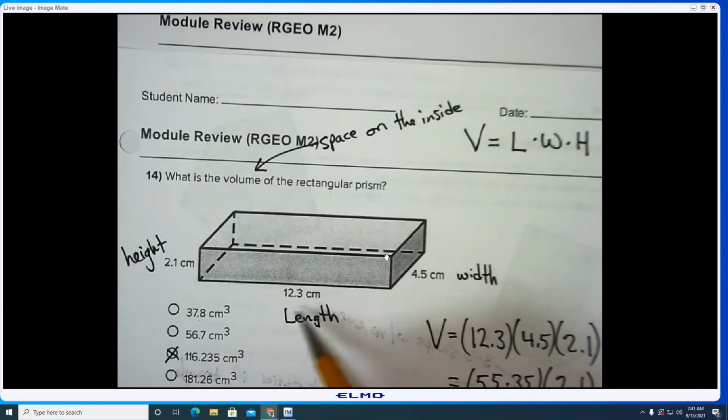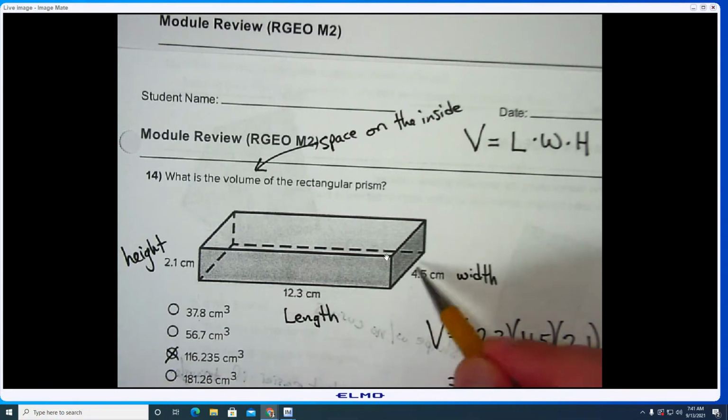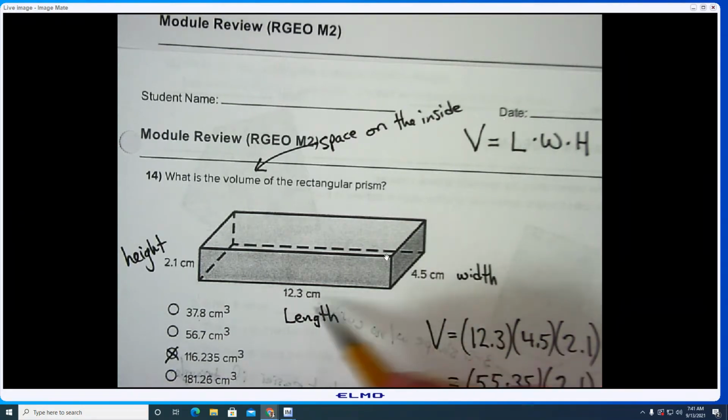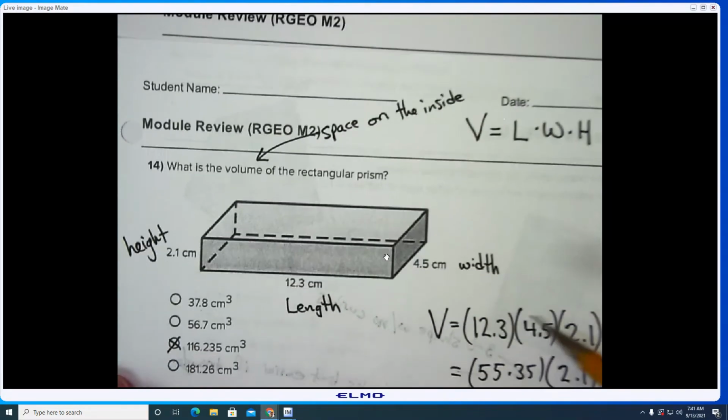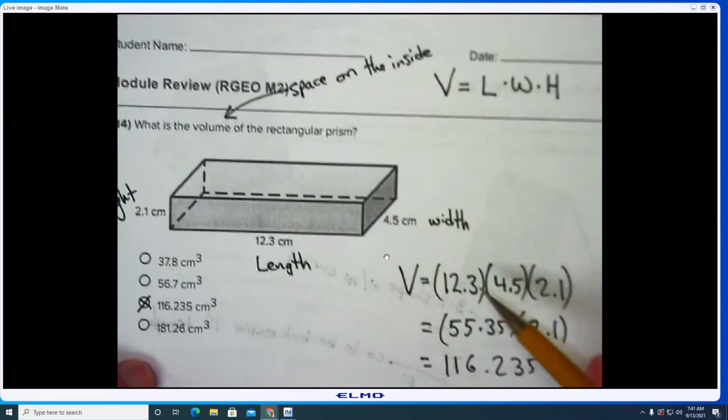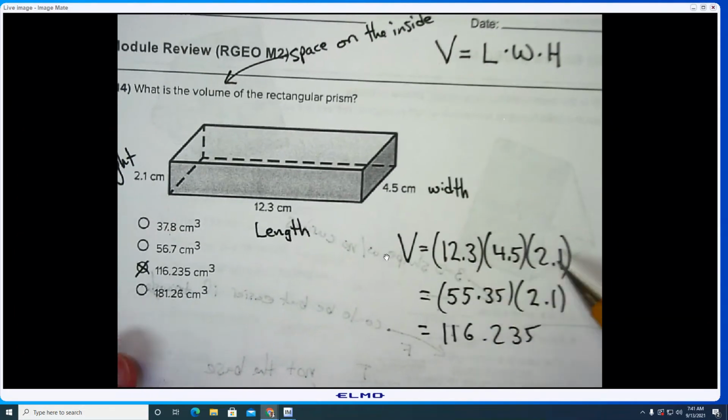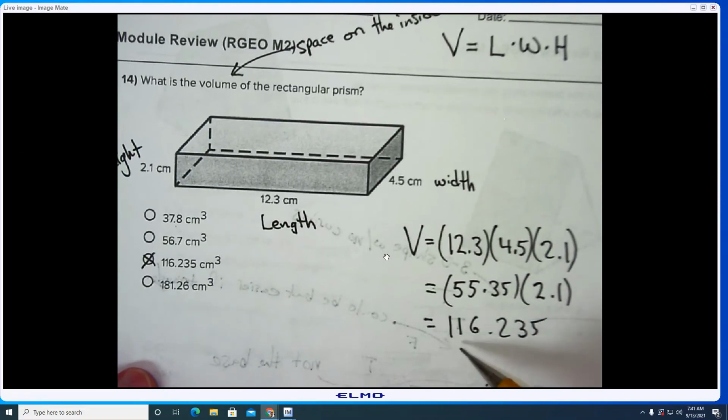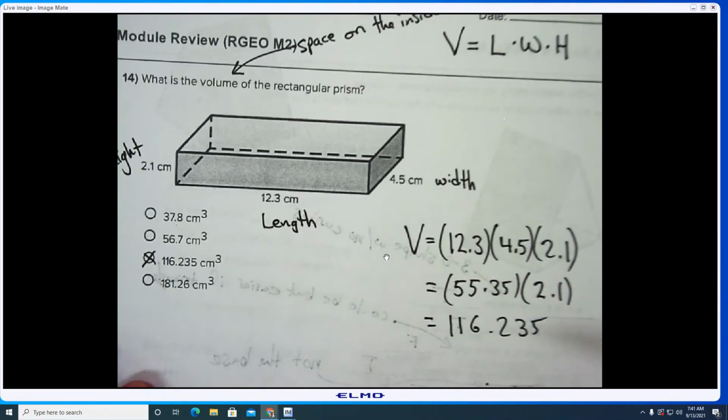Length is going to be the larger of the two that are on the base. Height is the one that goes up. And then width is going to be the smaller of the two on the base. Base is the bottom. I plug the numbers in. Volume is equal to this. Since this is multiply, we do our math left to right. And we get exactly the right answer.